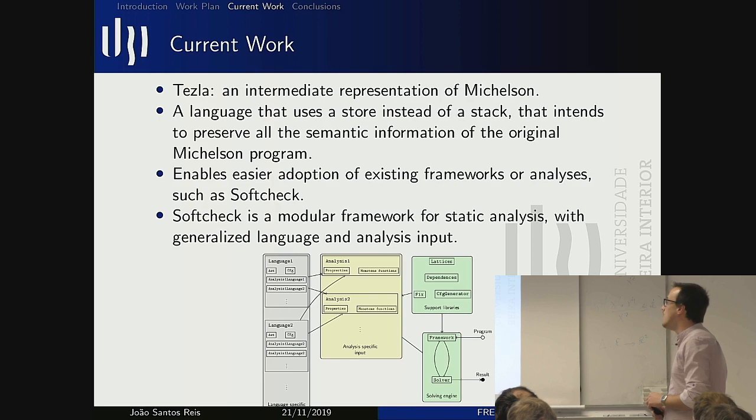This representation enables easier adoption of existing frameworks or analyses such as SoftCheck. What is SoftCheck? SoftCheck is a modular framework that I developed during my master thesis. That is a modular framework for static analysis with generalized language and analysis input.